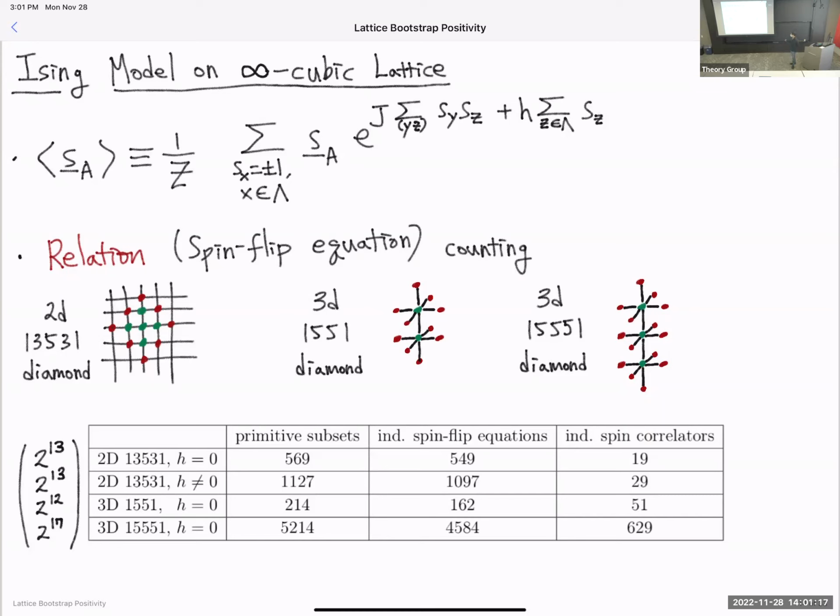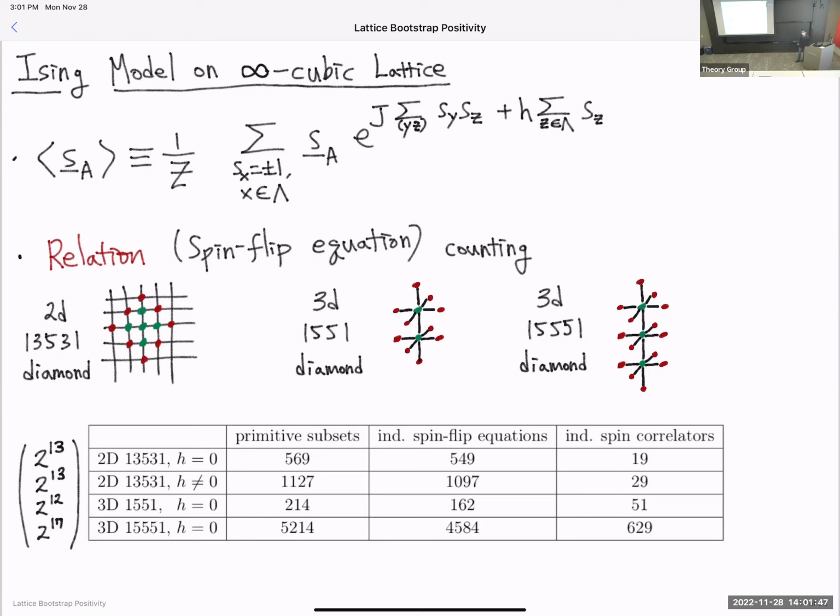And similarly, in 3D, we consider this type of diamonds. This is 15551. This is 15551. And in the last case, for example, by the way, when we have external magnetic field set to be 0, these numbers are based on the assumption that all the odd powers of spin correlators are 0 by Z2 symmetry. So after that, the counting looks something like this.